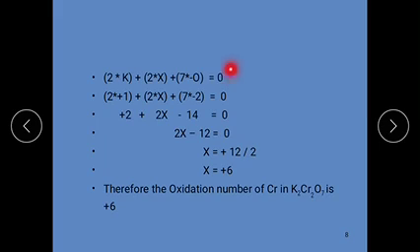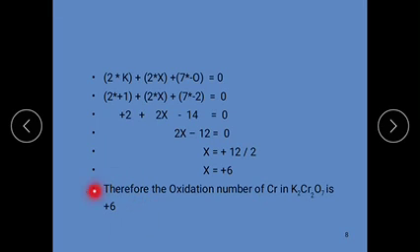Because it is a molecule, the sum of the oxidation numbers of the elements is equal to 0. Then 2 into +1 plus 2 into x plus 7 into -2 equals 0. So +2 plus 2x minus 14 equals 0, then 2x minus 12 equals 0, then x equals 12 by 2, so x equals +6. Therefore, the oxidation number of chromium in potassium dichromate is +6.